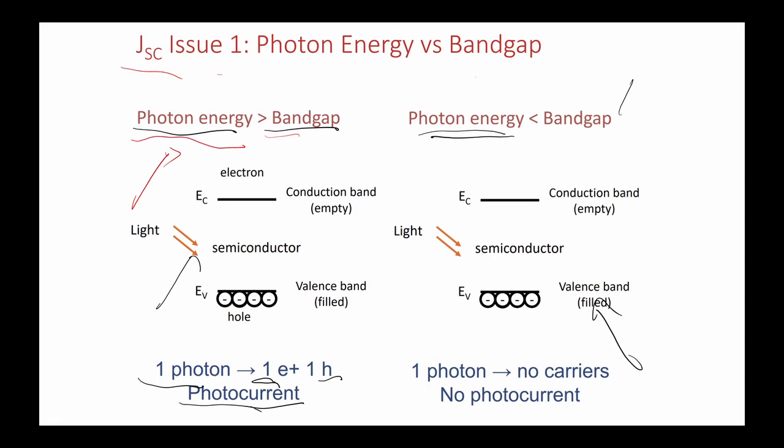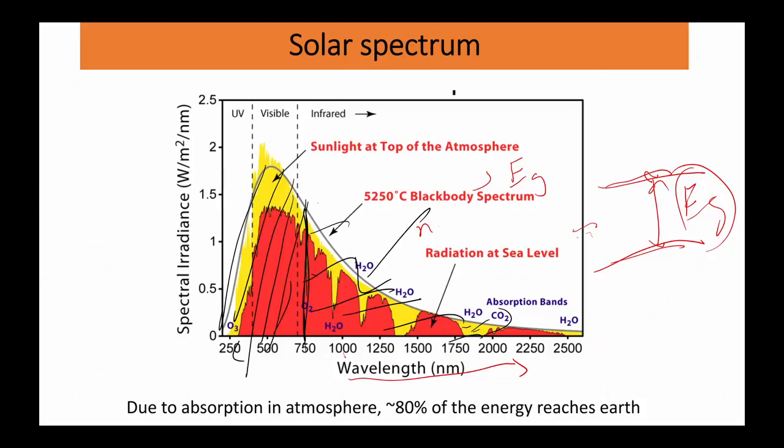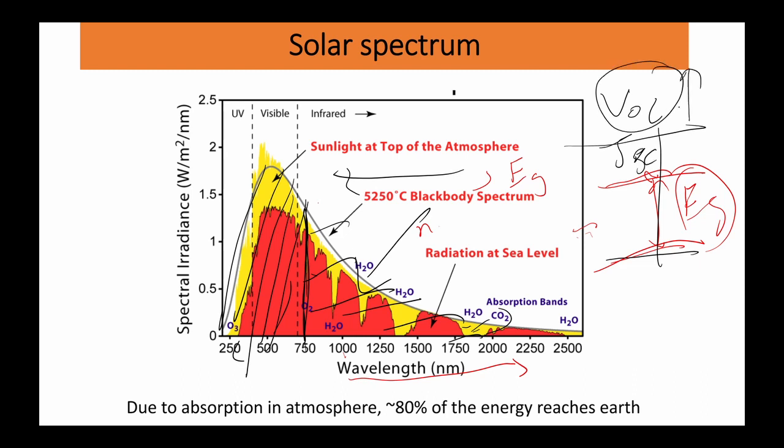So why do we want to increase the band gap of the semiconductor? This is to increase the VOC. There are two terms, VOC and JSC. If we want to increase the VOC, we need to increase the band gap of the semiconductor. So there is a trade-off between these two: how much we can increase the band gap.